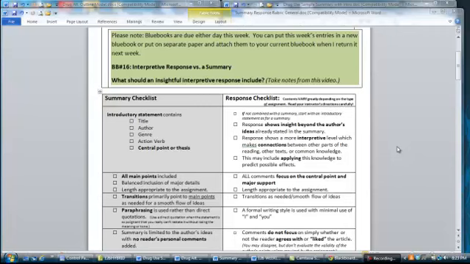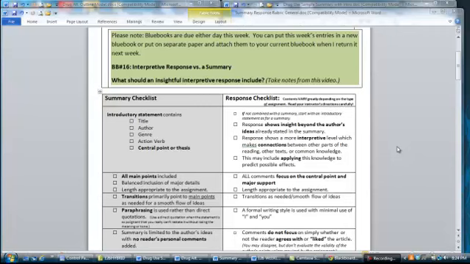And I have a note in green that the blue books are due either day this week. If you want to put this week's entries in a new blue book, that's probably better because it's getting full. But you can use separate paper for this week's entries, and then when you get your blue book back next week, you can just attach them wherever they would be with tape or however you want to do it. So go ahead and make an entry for blue book number 16. And the topic is an interpretive response versus a summary.